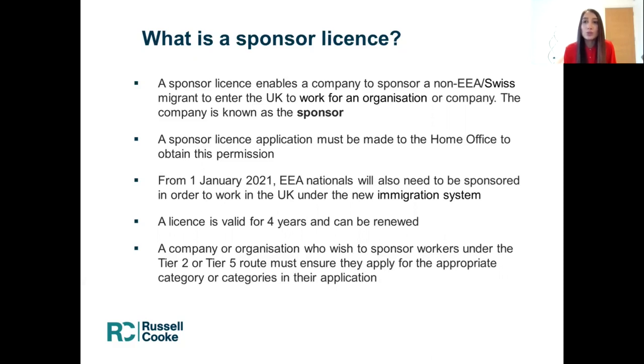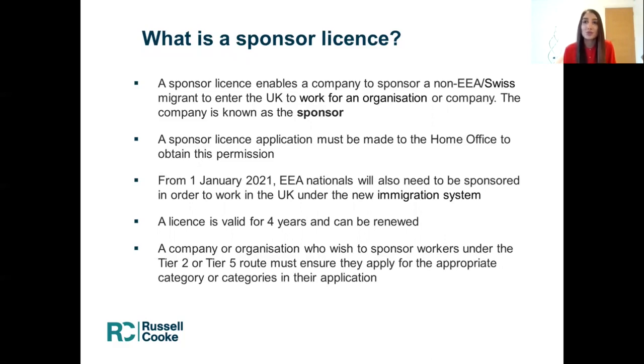Now, in order to be able to sponsor non-EEA workers, the organisation or the company will need to obtain a sponsor licence by making an application to the Home Office. It's important to remember that from the 1st of January 2021, EEA nationals will also need to be sponsored in order to work in the UK under this new immigration system.